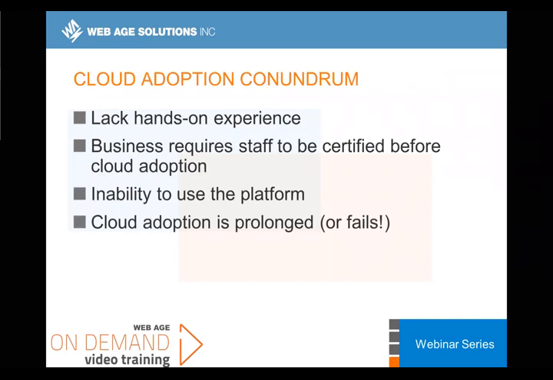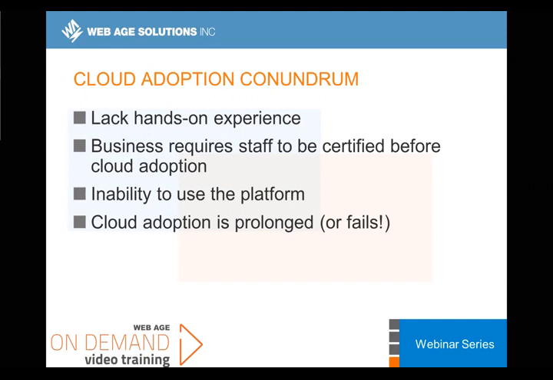So the cloud adoption conundrum comes up. Cloud adoption comes along as a business goal. We want to adopt the cloud. Everybody lacks hands-on experience with the cloud, so nobody has the experience with the cloud. They might have experience with any kind of internal tools, any kind of corporate tools. The business requires the staff to be certified before cloud adoption, but before they're certified, they can't use the platform. This is something that happens in a lot of businesses where they set out a goal saying only whoever is certified as an AWS administrator, SysOps, or solutions architect can use the AWS platform. And of course, that can prolong or even make the cloud adoption fail.